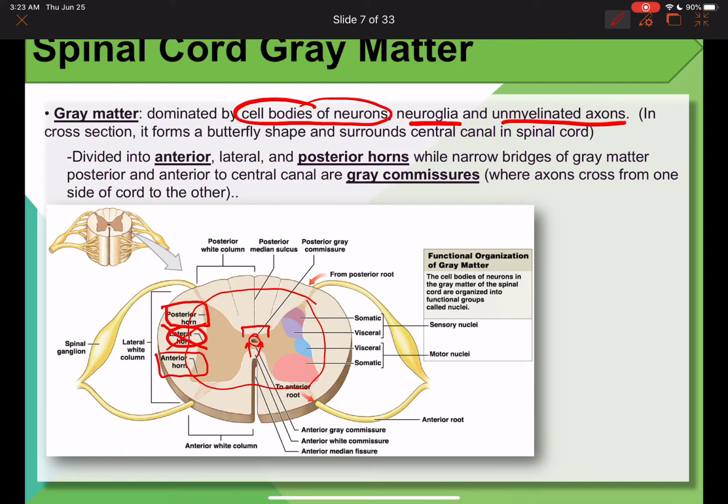And we'll learn that this traveling of axons from one side of the body to the other is called decussation. I'll talk about that when we get to chapters 15 and 16. And remember that you have that central canal here, okay, for cerebrospinal fluid to go through.